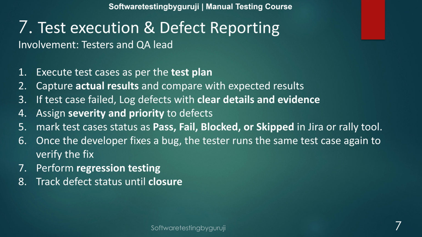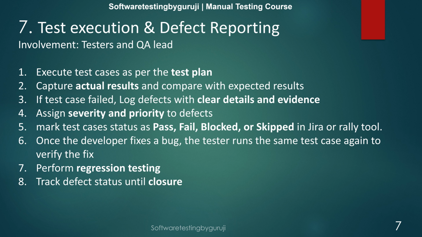Execute test cases as per the test plan. Capture actual results and compare with the expected results. If a test case fails, log a defect with clear details and evidence. Assign severity and priority to defects. Mark test case status as pass, fail, block or skip in the Jira or Rally tool. Once the developer fixes a bug, the testers run the same test case again to verify the fix. Perform regression testing and track defect status until closure.